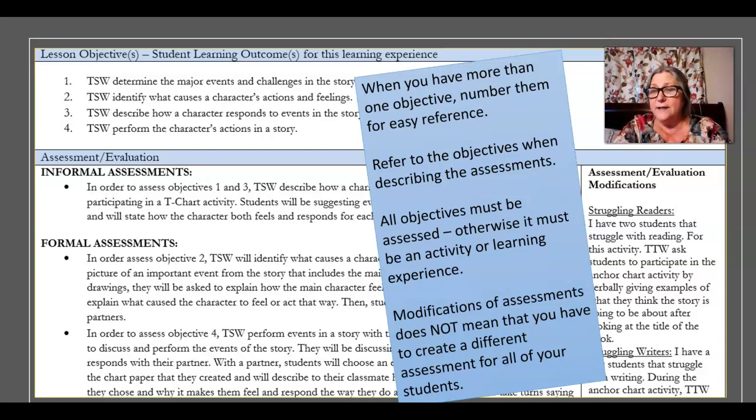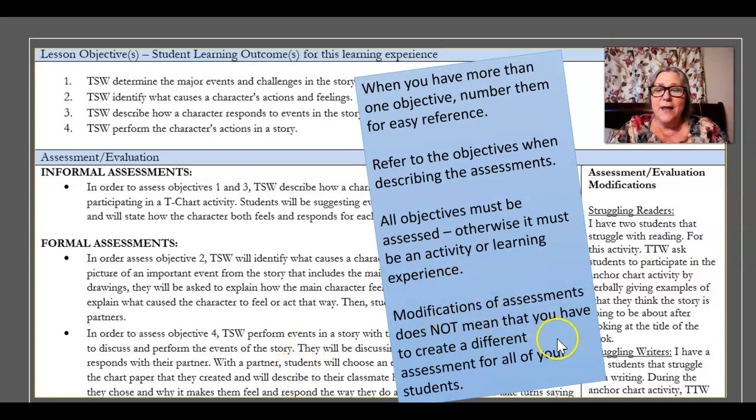Otherwise, if you're not assessing it, then it's a learning activity. So if you get ready to write something like "the learner will read chapter 2," think, am I assessing that? Because it could be that what you're wanting to write down as an objective is actually just an activity.